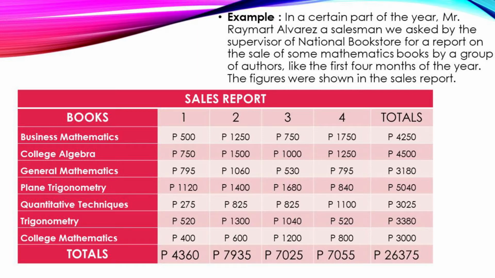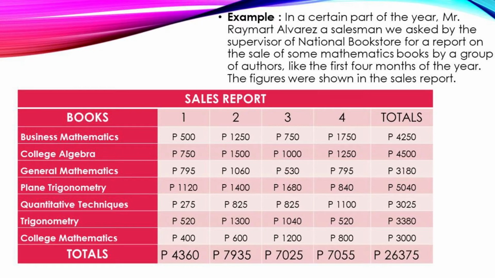Seventh, college mathematics. First month, we have 400 pesos. Second month, 600 pesos. Third month, 1,200 pesos. Fourth month, 800 pesos. Then the total for first month to fourth month in college mathematics is 3,000 pesos.